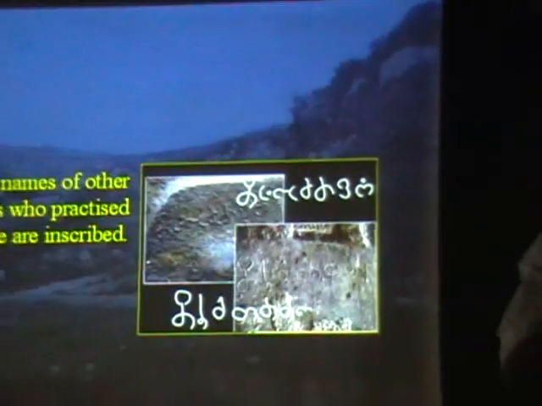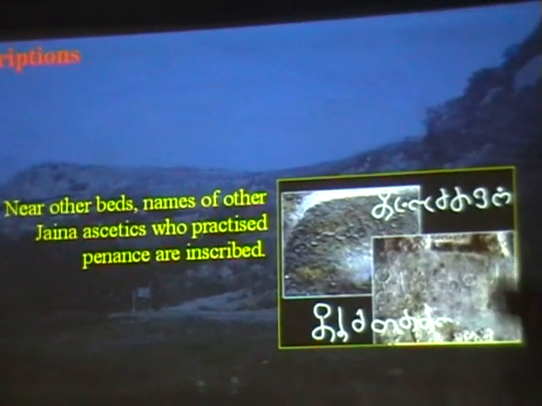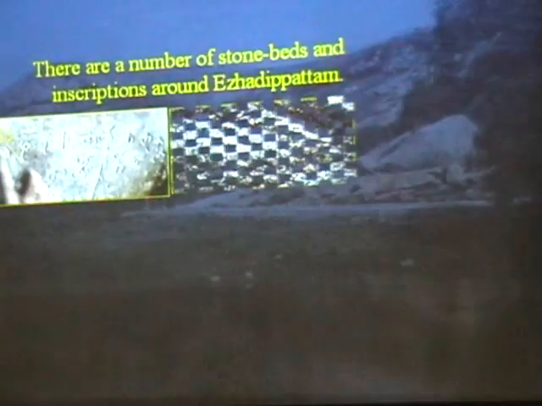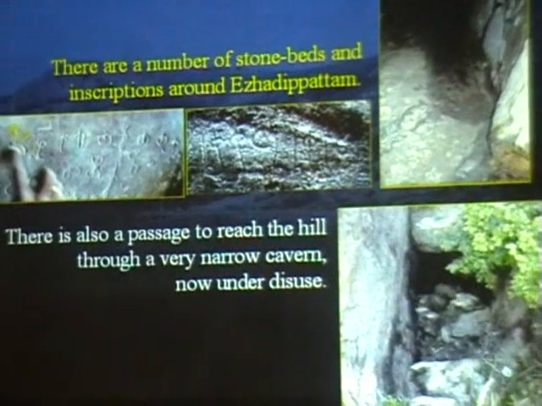This whole development of Tamil writing can be seen in Siththannavasal. There are a number of stone bed inscriptions around Aidapattam.